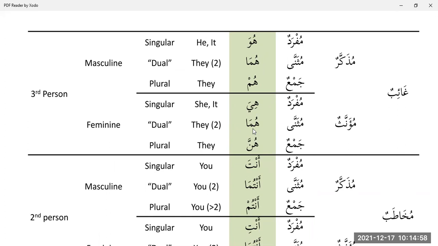So when you try to memorize these pronouns, it will be easy for you that the dual of muzakkar and muannas, the dual of masculine and feminine, they are the same. Huma, huma, antuma, antuma. So you don't need to be confused about the duals.